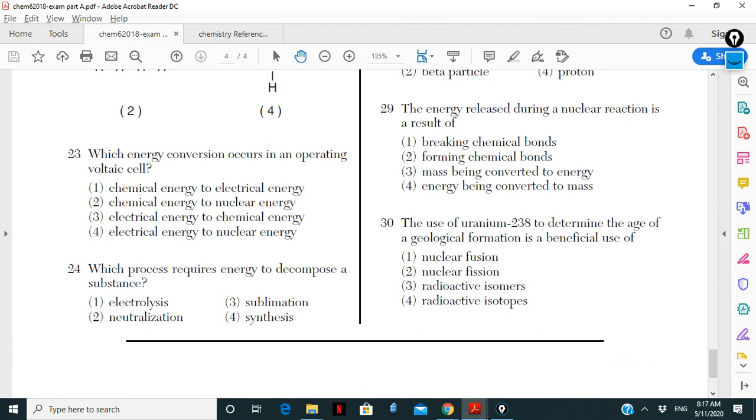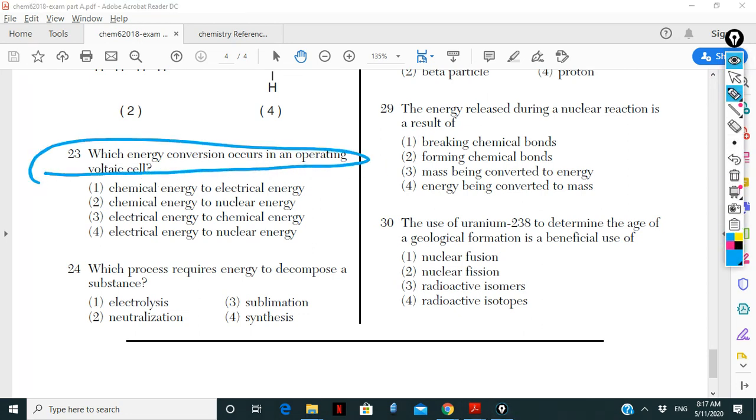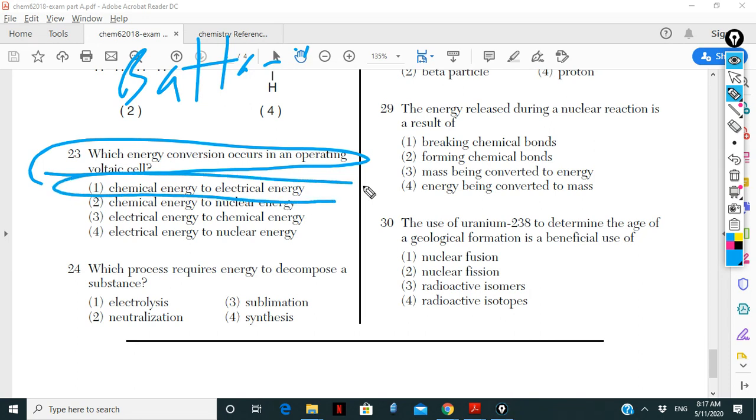Question number 23. Which energy conversion occurs in an operating voltaic cell? A voltaic cell is like a battery. In the battery, I create electrical energy, and it comes from chemical energy. So the answer is one. The battery takes chemical energy and gives me electrical energy. So the answer for 23 is one.